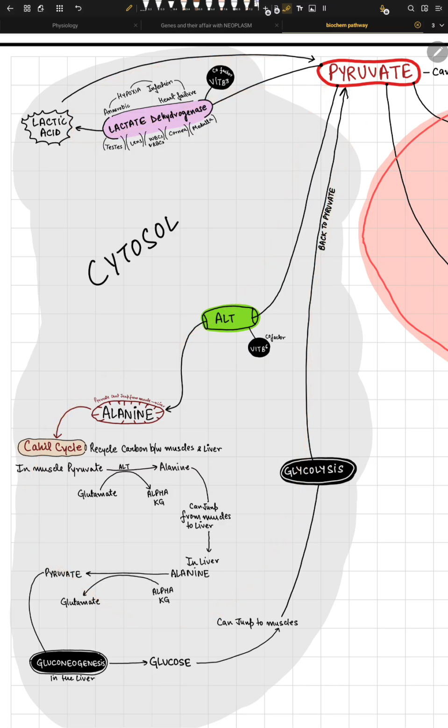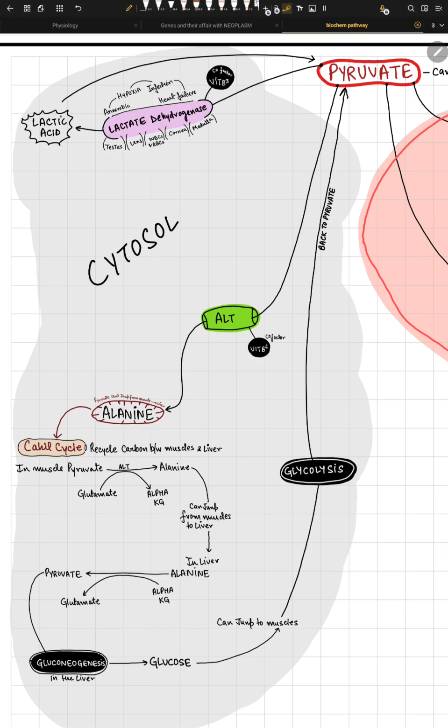Why does this happen? What's the physiological relevance? In muscles, glycolysis produces pyruvate, plus a little bit of ammonia. Now, why do we get ammonia? We get ammonia from the breakdown of amino acids. Now, pyruvate accepts those amino groups and forms alanine, okay? We form alanine from these amino acids, right?